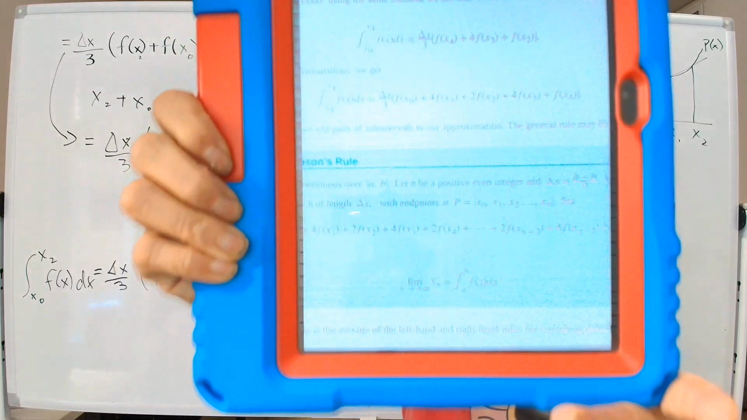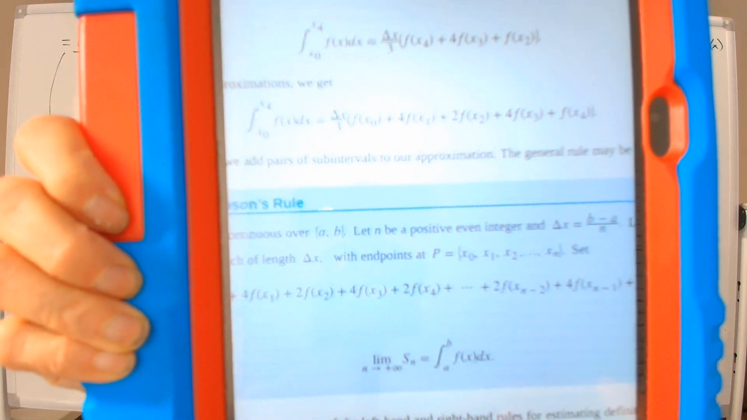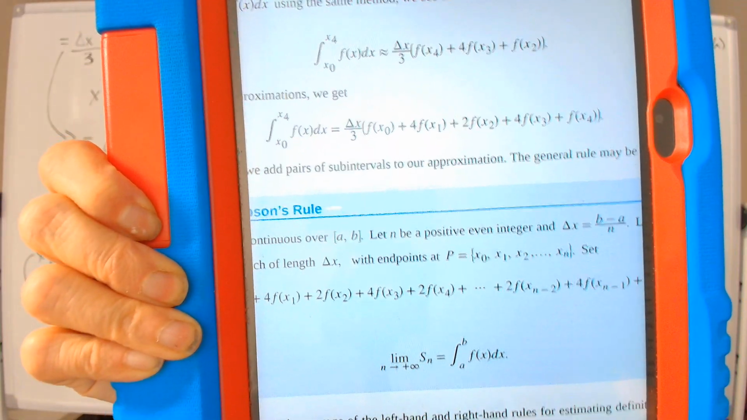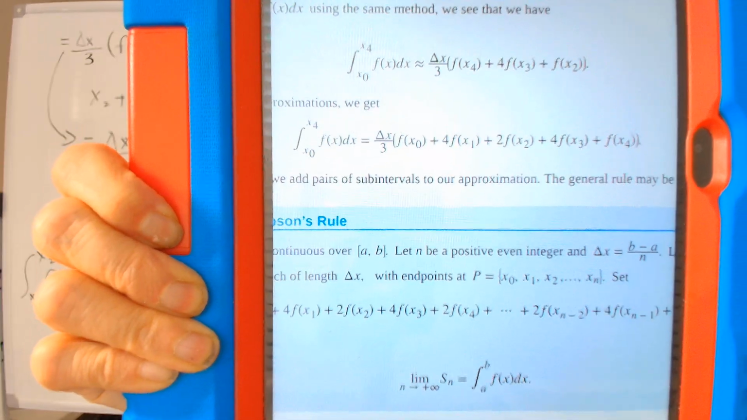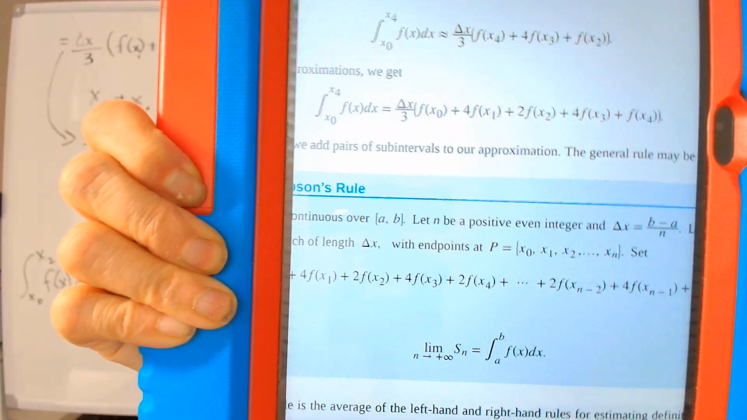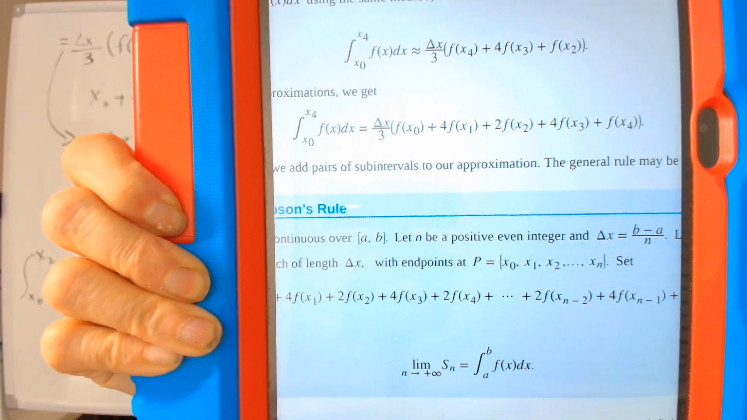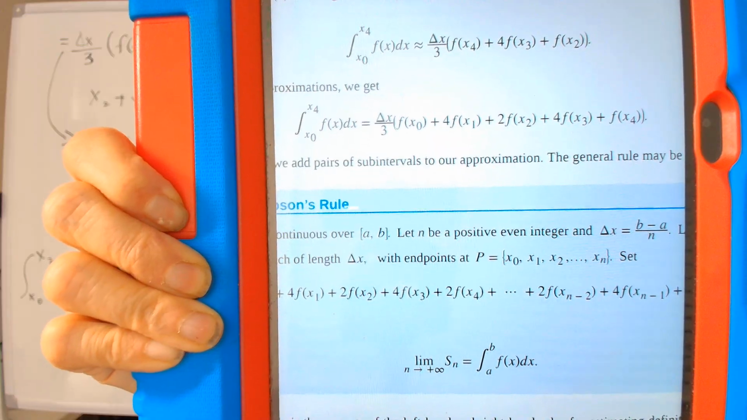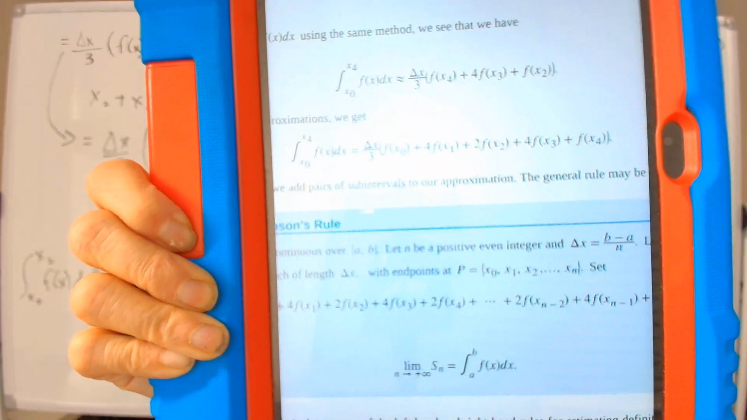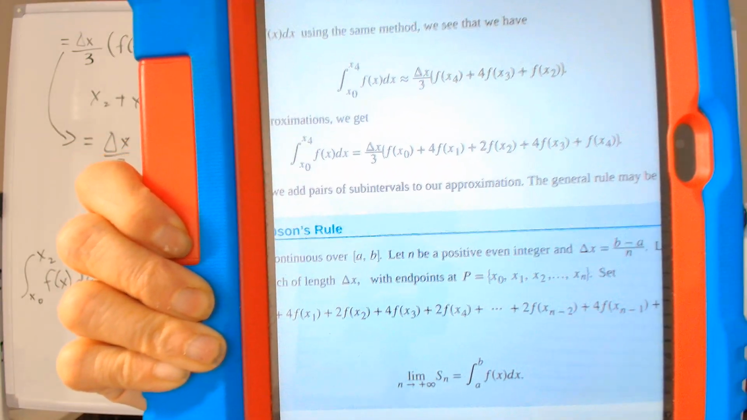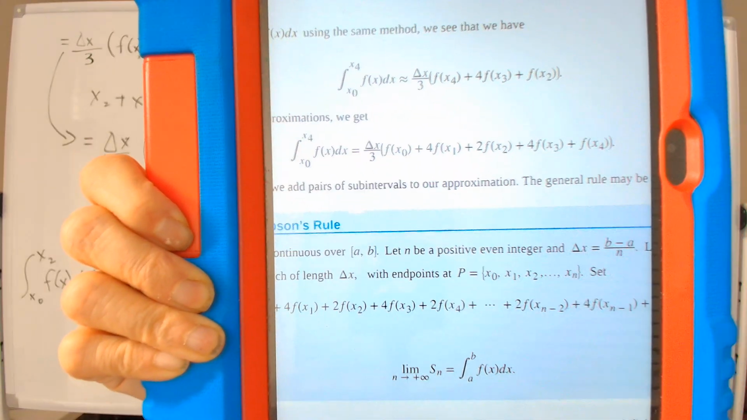Now, the longer thing looks something like this, okay? If you end up integrating from x0 to x4, then you end up with the whole thing. It ends up being f of x0, then you have 4x1 and 2x2, and then 4x3, and so on. You follow that pattern.